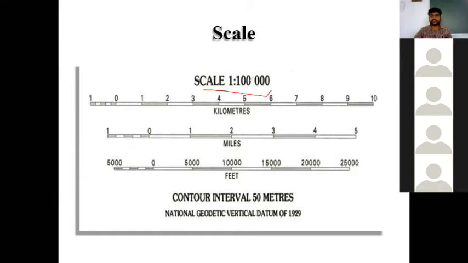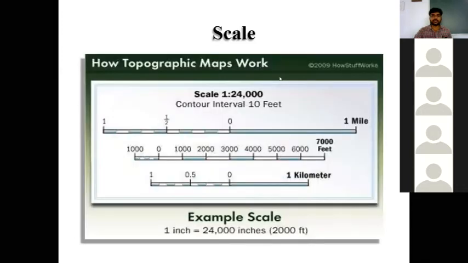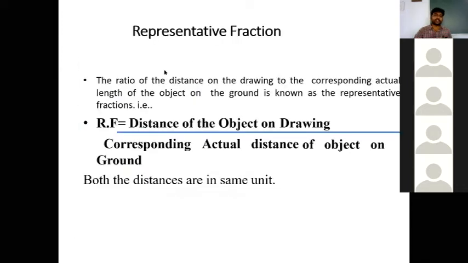The scale 1:100,000. How did this value come? That value is called the representative fraction, RF in short. The representative fraction means what? It's the ratio of the distance of the object on the drawing to the corresponding actual distance of the object on the ground.